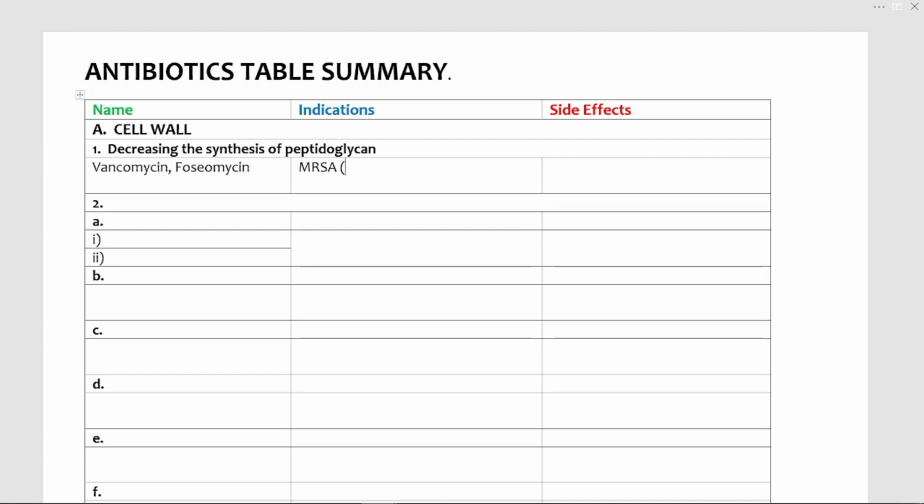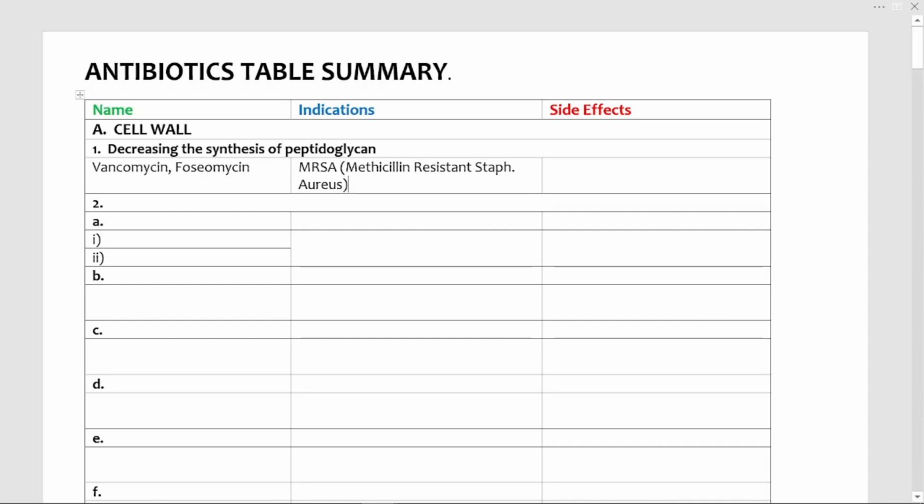It's a very good drug against MRSA. MRSA, for those who are new, basically means methicillin resistant staph aureus. So if you hear the word MRSA, it means methicillin resistant staph aureus. These bacteria are very much resistant to methicillin, but nowadays methicillin is not used.